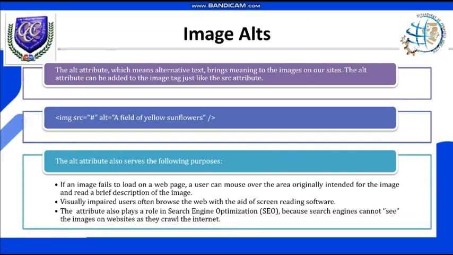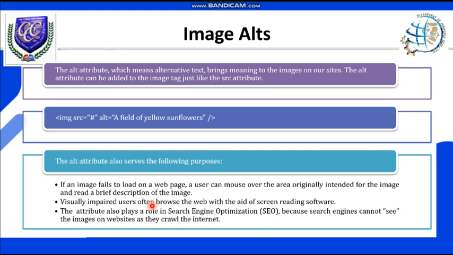Number 1, if an image fails to load on a web page, a user can mouse over the area originally intended for the image and read a brief description of the image. Katulad po nito. Okay, another thing, visually impaired users often browse the web with the aid of screen reading software.